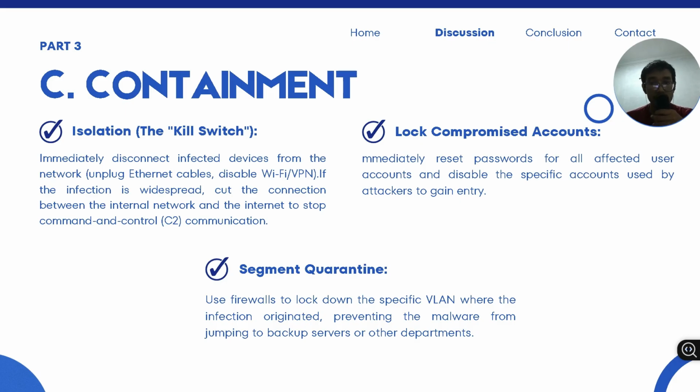What it is? We can immediately disconnect the infected device from the network, like unplug the Ethernet cable, disable Wi-Fi, VPN. If the infection is widespread, cut the connection between the internal network and the internet to stop command and control communication, so the attacker cannot communicate with our system.